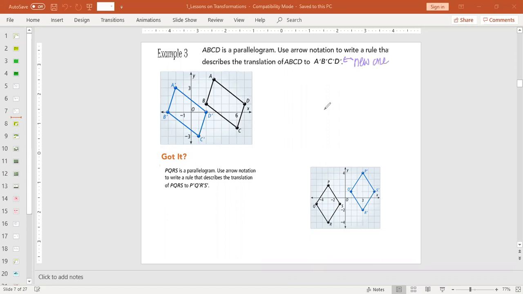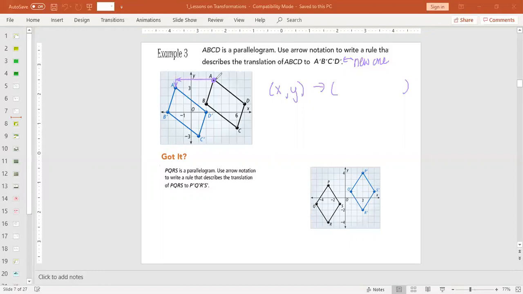So when we say arrow notation, all that means is they want us to write the rule: we had X and Y values, and what are we doing to X and Y to get our new image? Well, the best way to figure out what we're doing to each point is pick a point. So I'm going to pick A and see what I did to get from A to A prime. It looks like I went left and I went down.